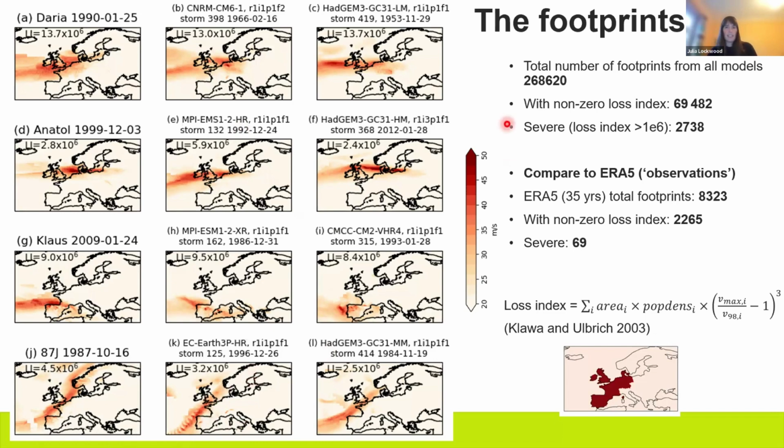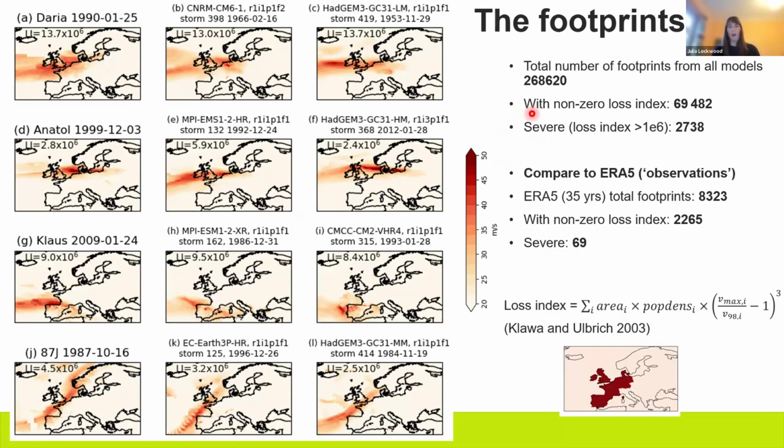And in total, we had nearly 270,000 footprints from all of this data. But this huge number is because the tracking algorithm that we used can pick up very weak events.